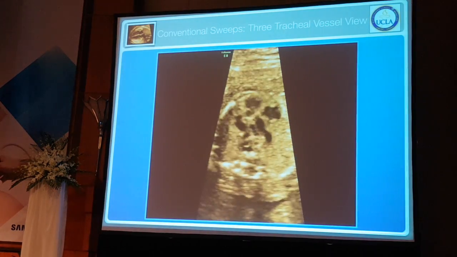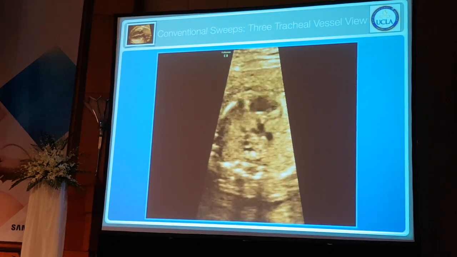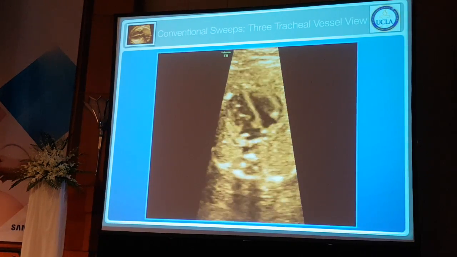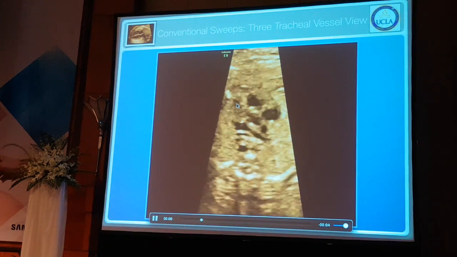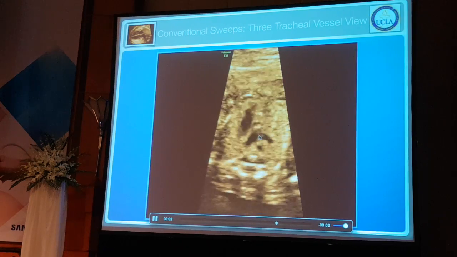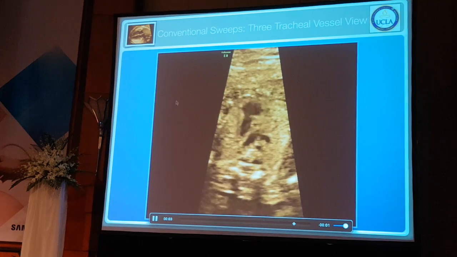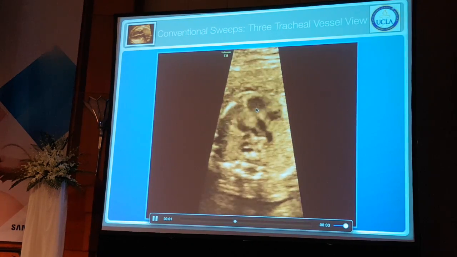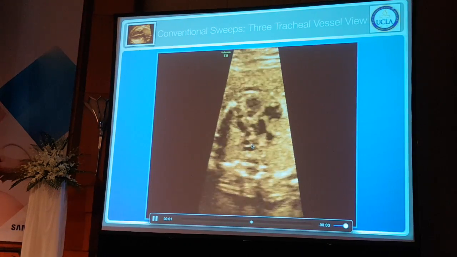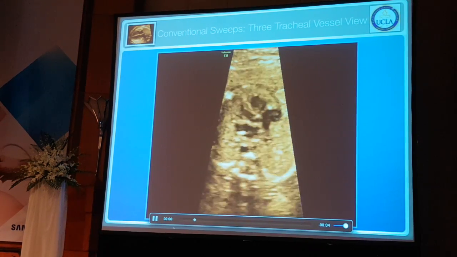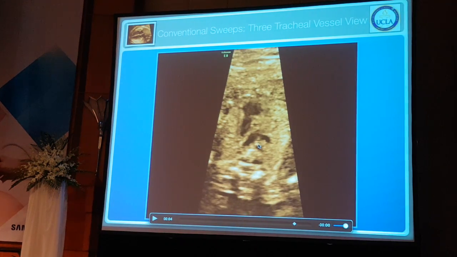And then finally, as I mentioned before, the sweep, the three-vessel view, is good to do a sweep from the four chambers so you know which vessels you're looking at. So if you follow the arrow here, the left ventricle goes off the aorta, comes up, and goes to the left, whereas the pulmonary artery goes directly to the left, as it should. The aorta comes up, goes to the left of the trachea, as it should. And here's the trachea over here.